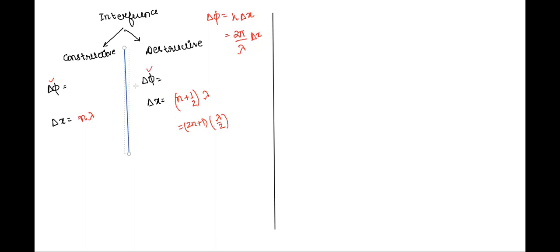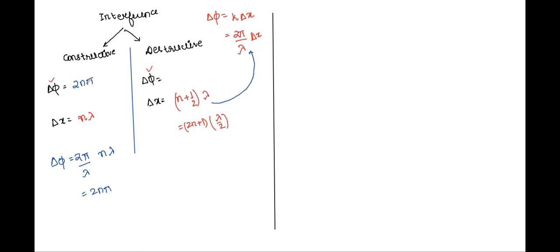We'll take the answer from Mahila. Mahila, can you substitute these values? You just have to substitute these over here and find out the answer. Try, Mahila. See what we'll do? It is 2 pi by lambda into delta x, that is n lambda, right? So you'll get the answer as 2n pi, correct?